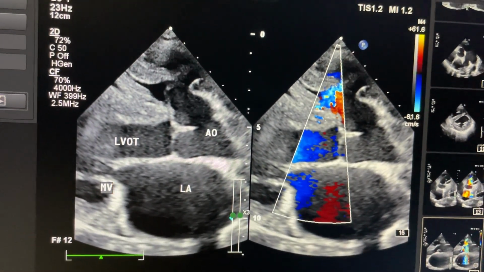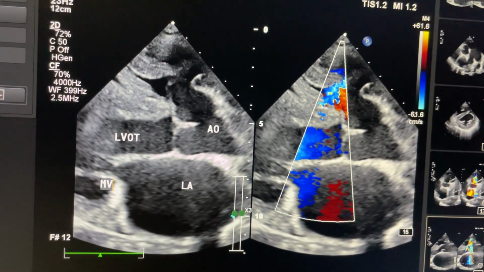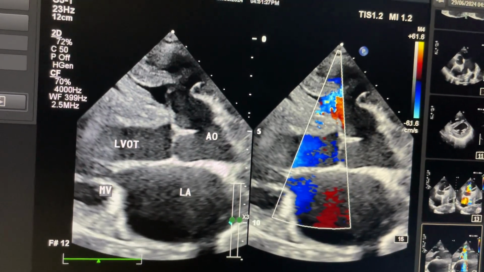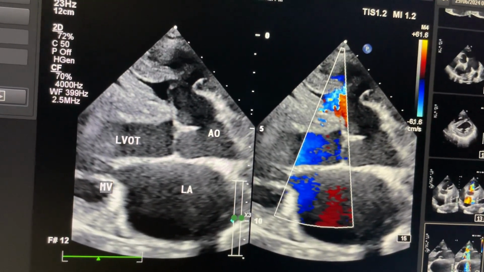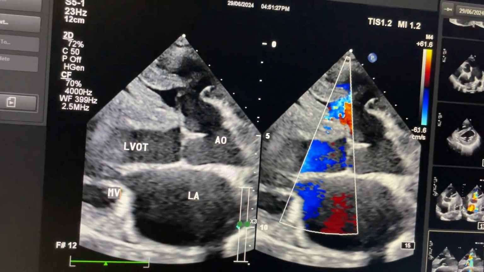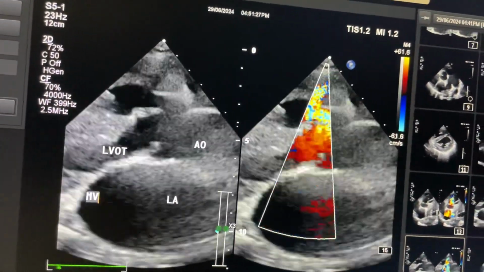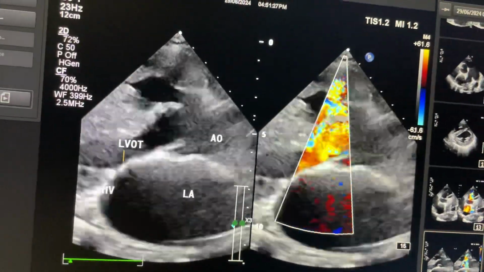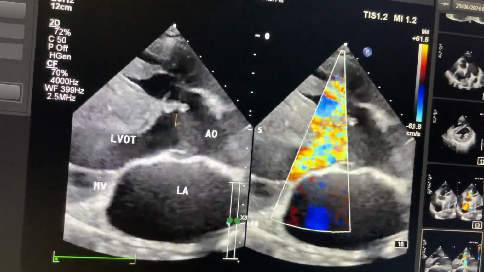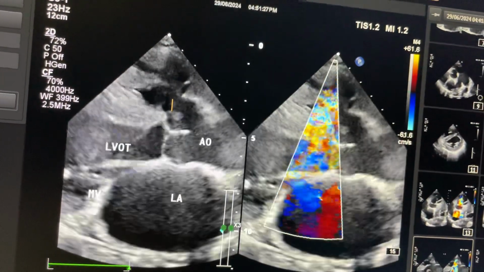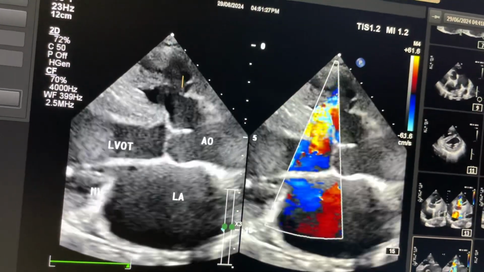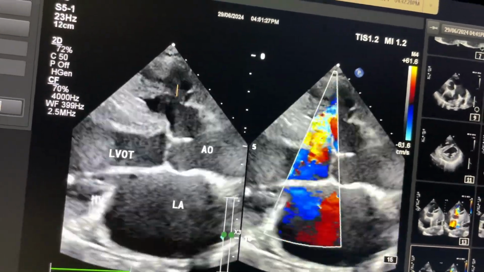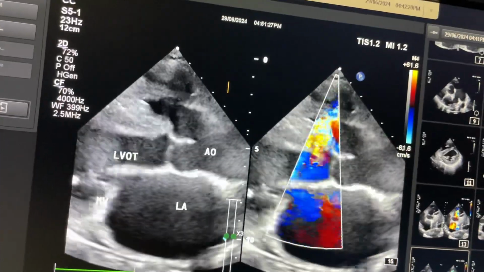This is the case of aneurysm of aortic sinus, anterior aortic sinus with rupture. So you see in this image, this is left atrium, mitral valve, left ventricular outlet portion, this is aortic valve, and this is anterior aortic sinus, and you see the anterior aortic sinus is aneurysmal and ruptured.